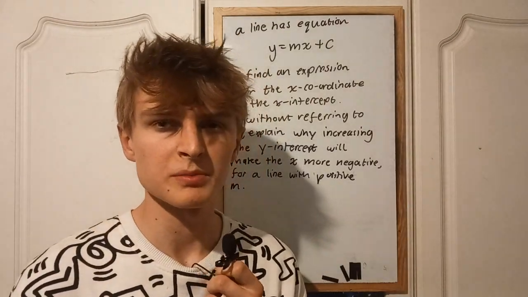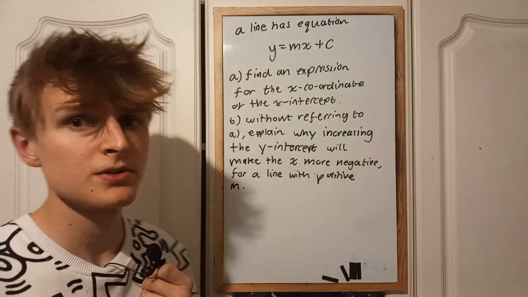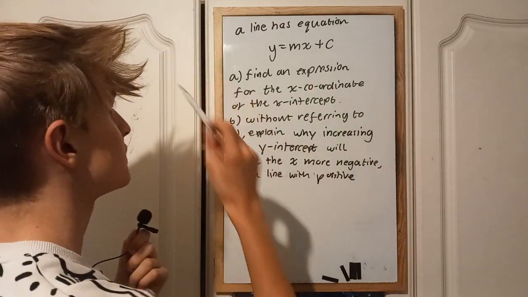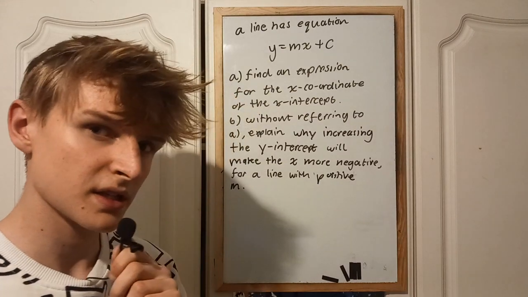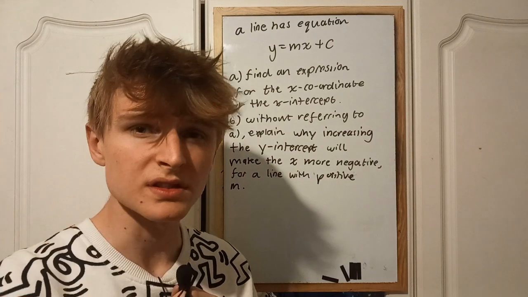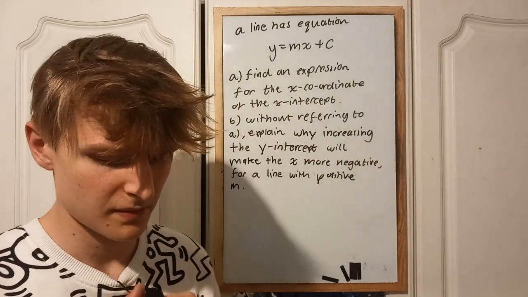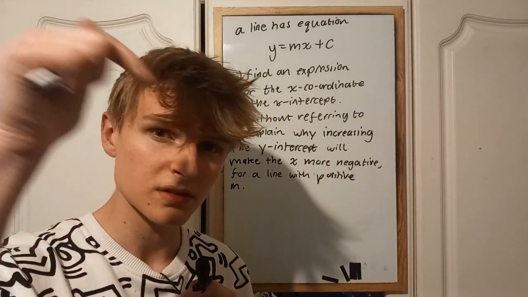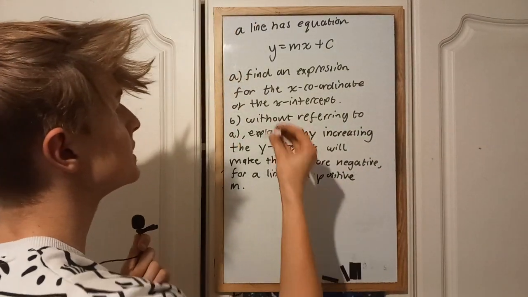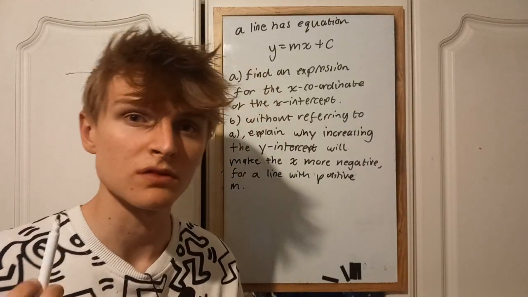Okay, so this one's a bit more of a thinky kind of question where you have to use your brain a bit. It goes: a line has equation y equals mx plus c, so basically any possible line. And our first task is to find an expression for the x-intercept. Well, what does the x-intercept mean? That's when the line crosses the x-axis. And can we think of any special properties that point must have? Well, the y-coordinate at that point must be 0. So what we can do is set y equal to 0 and then solve for what x has to be, and then we'll get the x-coordinate of the x-intercept.